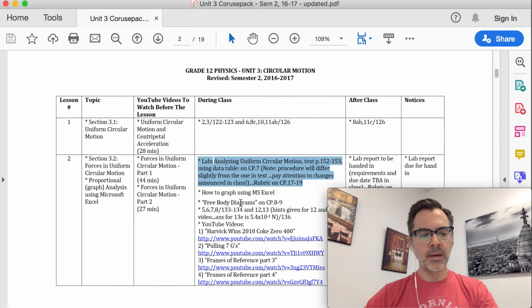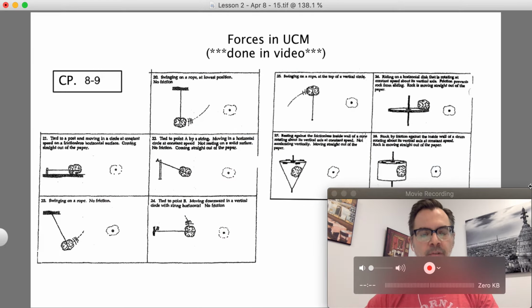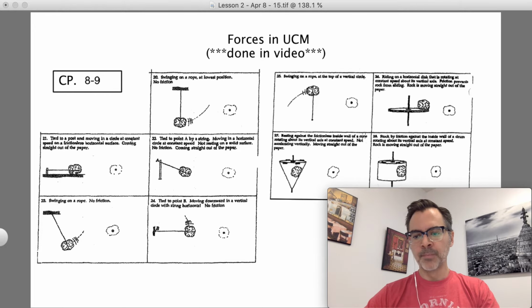So let me now remind you, do the problems that are listed under the during class section. Also try the ones in the after class section. The next thing that I want you to do is jump into the lecture notes here. And here you're going to see that we start with a bunch of free body diagrams, which we are used to using when we analyze forces. Only these examples have things moving in a circle, so they're unique in that respect.